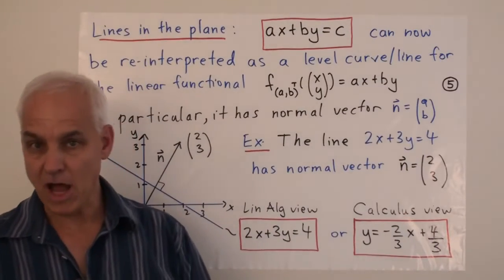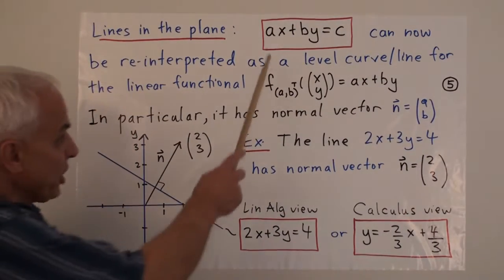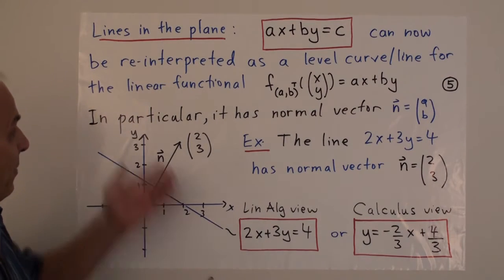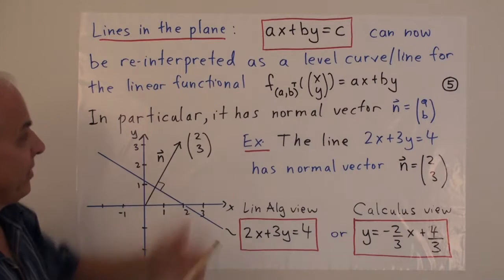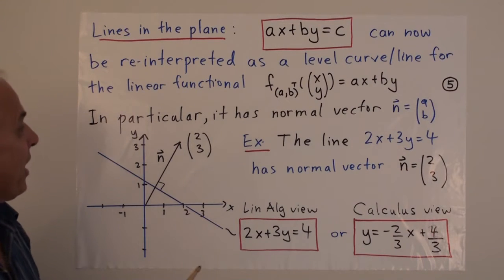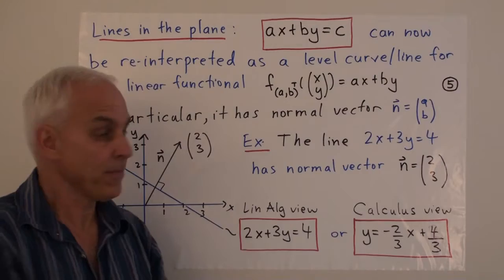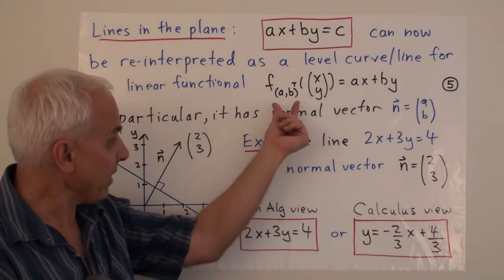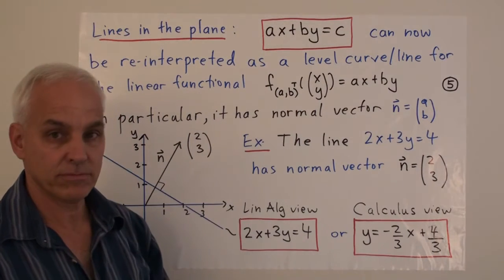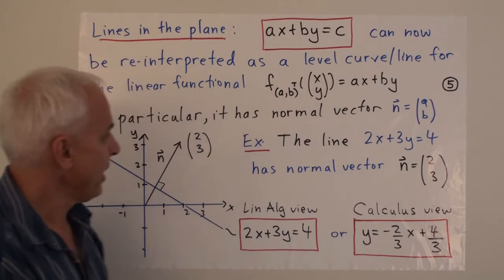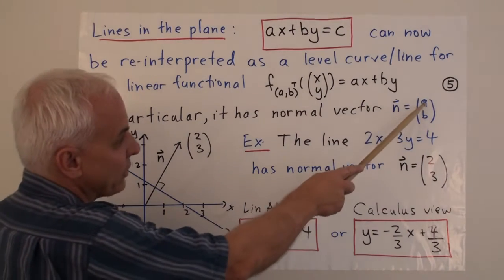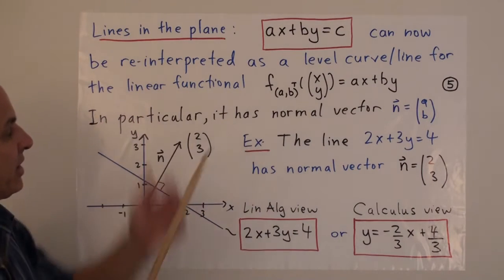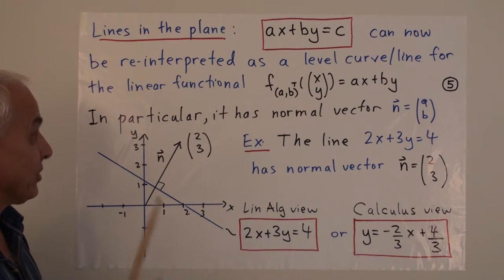Now let's talk a little bit about lines in the plane. A general equation of a line in the plane has the form ax + by = c. We can see that this can now be interpreted as a level curve or level line for a linear functional, the linear functional ax + by, which is generated by the vector (a, b) transpose. And so here's the actual vector (a, b), which we might call n, the normal vector that's associated to this linear functional and to this line, therefore.